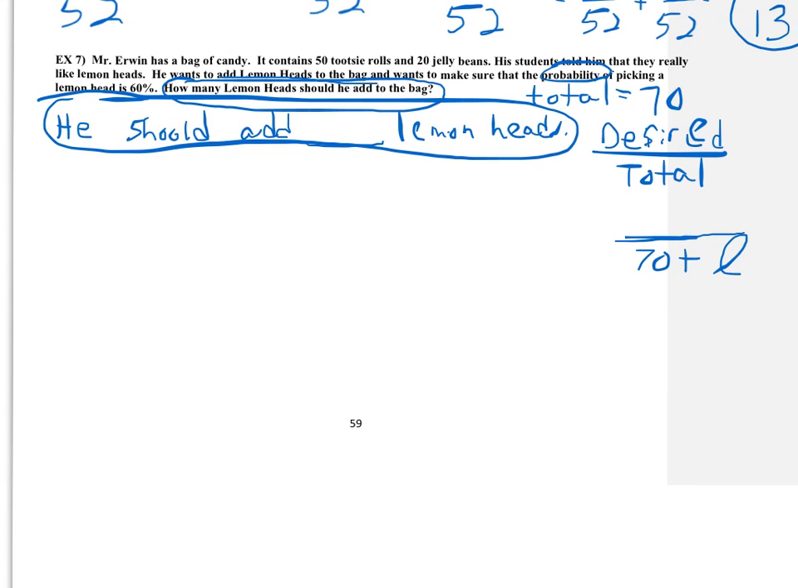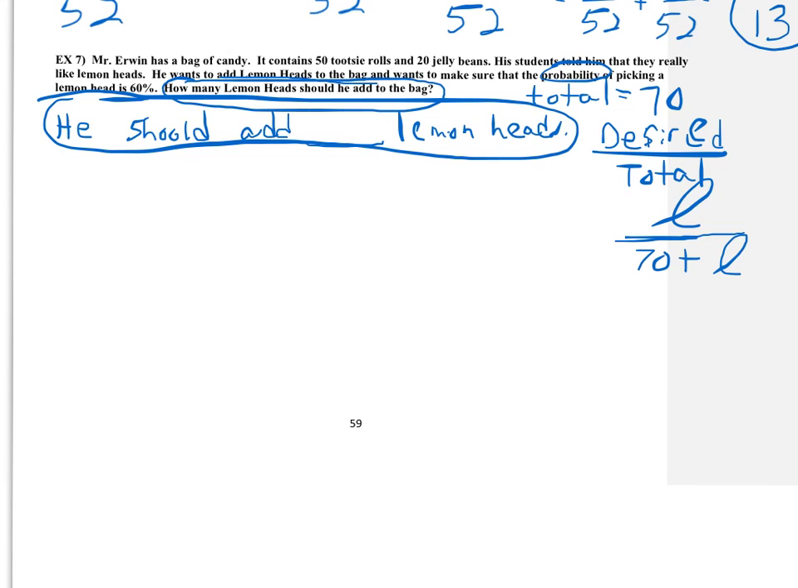Okay. So my denominator, my total, is 70 plus the number of lemon heads, which I don't know, that I add to the bag. And my desired, right, we're asking the probability that I pick a lemon head. So my desired is the lemon heads. That's what I want to pick from the bag. And again, this is the most important part of this, is understanding how we actually got that.